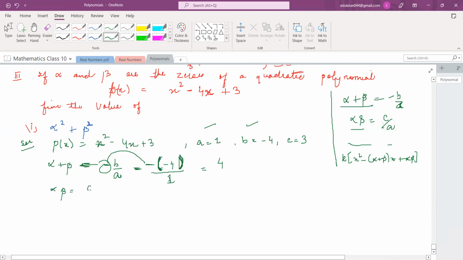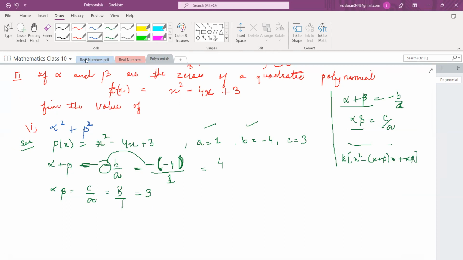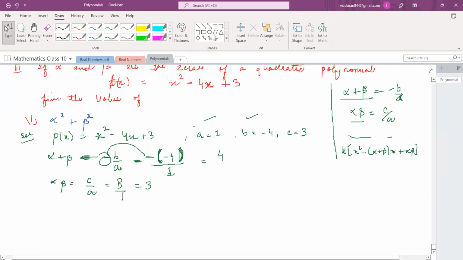Then next you can find alpha beta. Alpha beta is c by a. So this is simple, 3 by 1, which is equal to 3. So you have alpha plus beta and alpha beta. But you want to find the value of alpha square plus beta square. Now from where will this come? Here you will have to make use of the identities which you have learned in your previous classes. Clear? Okay, let's see.